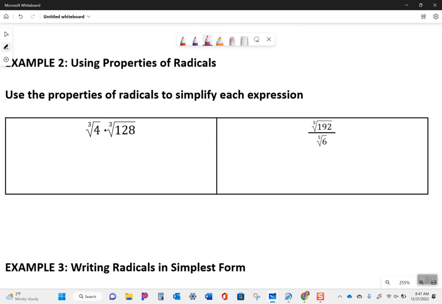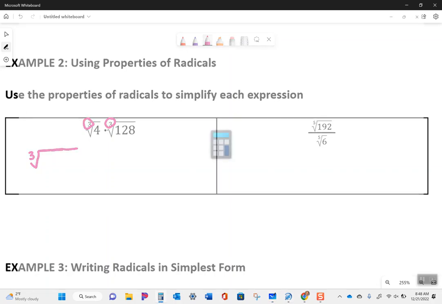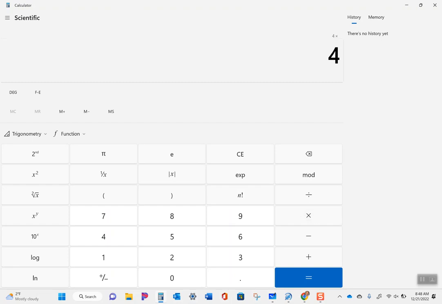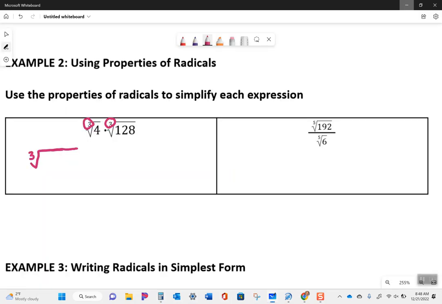Properties of radicals. Use the properties of radicals to simplify each expression. Okay, here we go, guys. What do you notice about the index on both of these roots right here? The same. They're the same. So this is going to become the cube root of, what's the number, or how am I going to get the number to go under there for a radicand? That number that goes under the root is called a radicand. Anybody want to guess what I'm going to do? 4 times what? 128. Turns out to be what? 512.